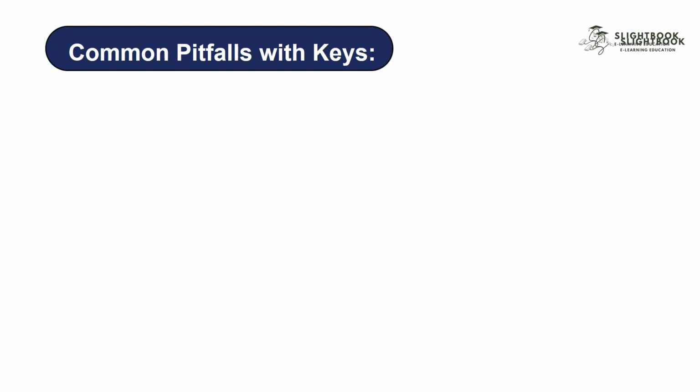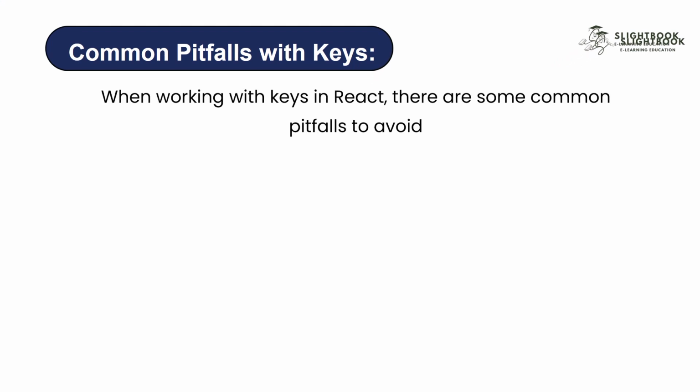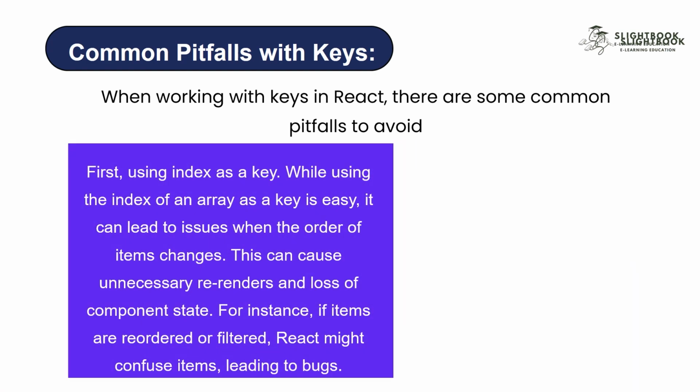Common pitfalls with keys. When working with keys in React, there are some common pitfalls to avoid. First, using index as a key. While using the index of an array as a key is easy, it can lead to issues when the order of items changes. This can cause unnecessary re-renders and loss of component state. For instance, if items are reordered or filtered, React might confuse items, leading to bugs.